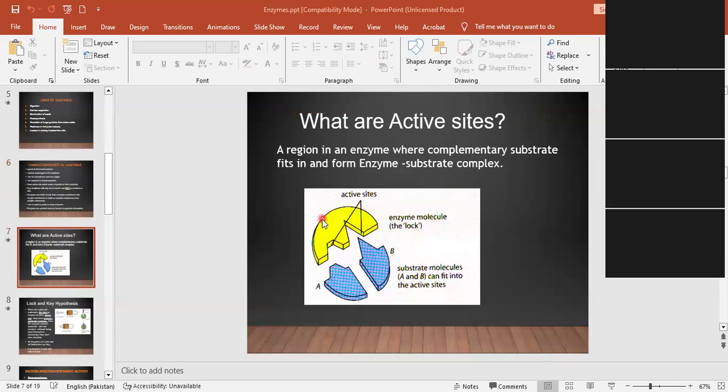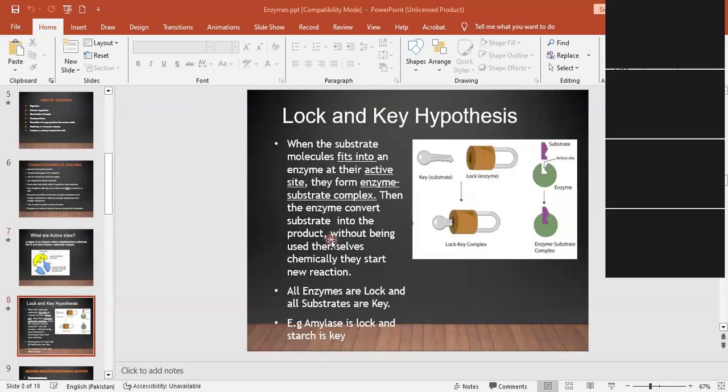Active sites, what are active sites? I have just explained to you, it is a region in the enzyme where the complementary substrate fits in. And then they will form the enzyme substrate complex. It's very necessary for the function. The complex needs to be made. अगर complex नहीं बनेगा तो काम नहीं होगा. When the substrate fits in at the active site, that will form the enzyme substrate complex. ठीक है? Okay.